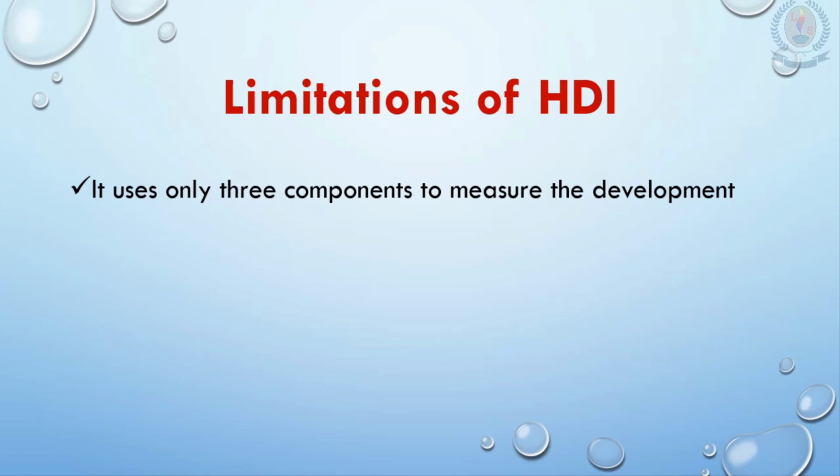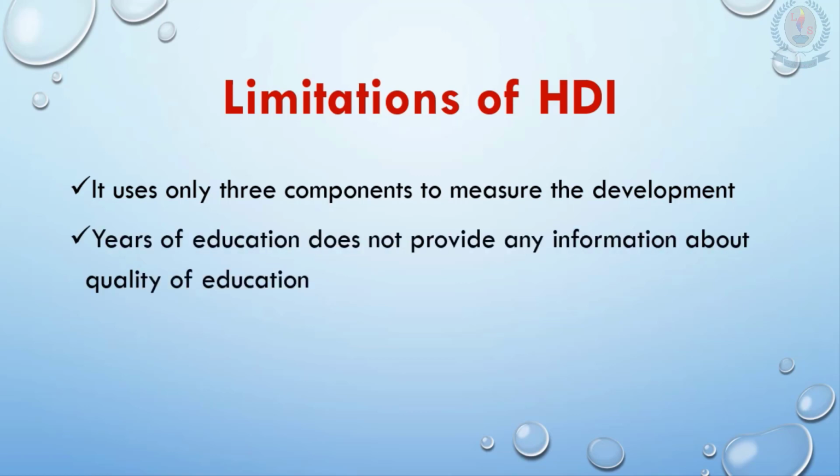Limitations of HDI. It uses only 3 components to measure development. That itself is a limitation or a drawback of the HDI. Years of education does not provide any information about the quality of education. A student might be schooling for 13 years, but that does not give any information about how well he is being taught. The quality of the education is not traced from the years of schooling.